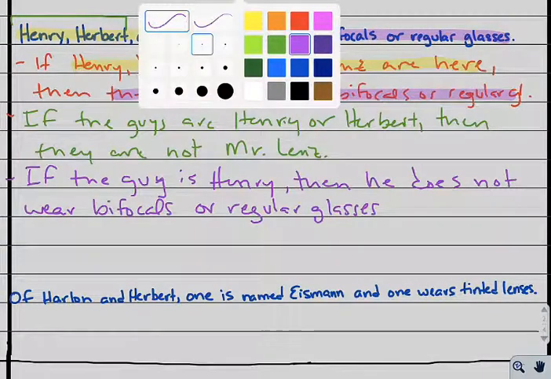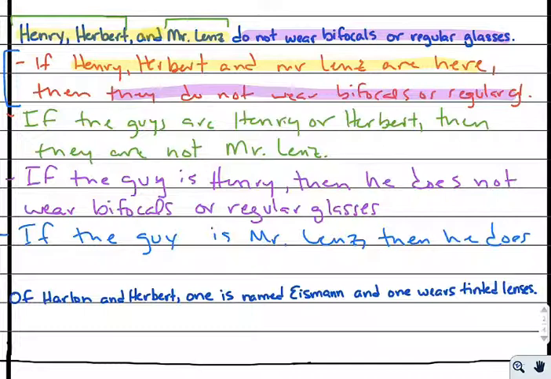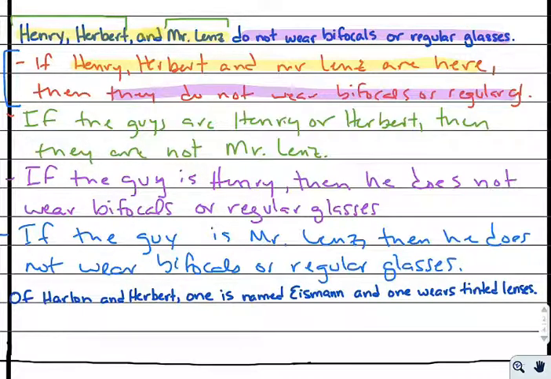So it totally stands to reason you could do that again and take this very complicated if-then statement we wrote initially and break it up. This could actually happen two more times. I don't have room for two more times, so I'm just going to do one more. So I could say, if the guy is Mr. Lenz, then he does not wear bifocals or regular glasses. And if you do it one more time, if the guy is Herbert, then he does not wear bifocals or regular glasses. So this skill is actually super essential.